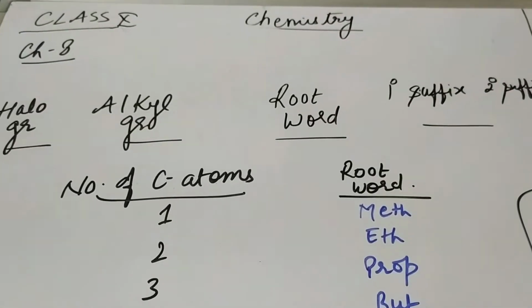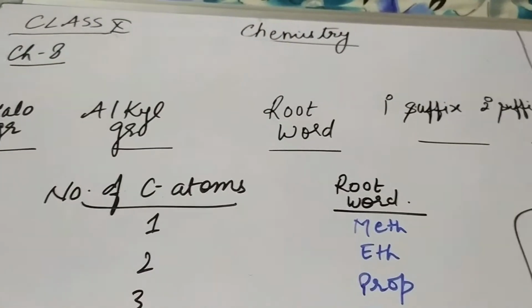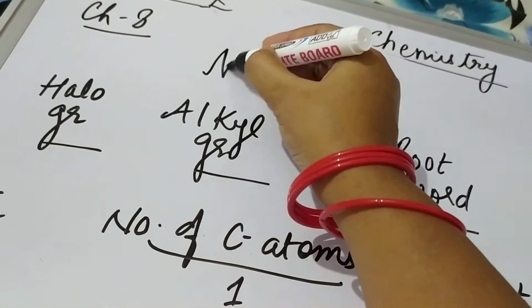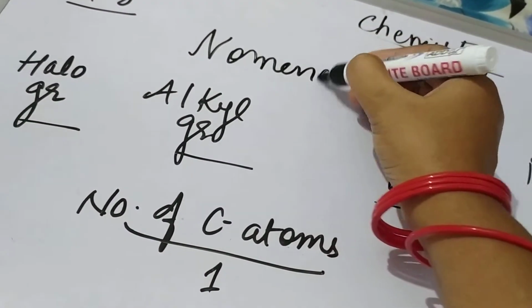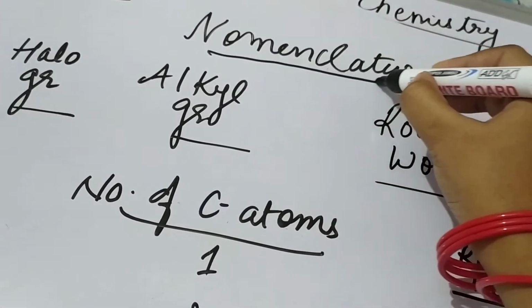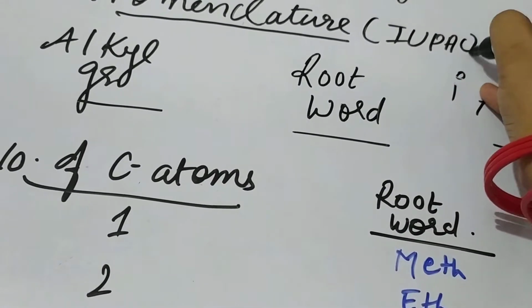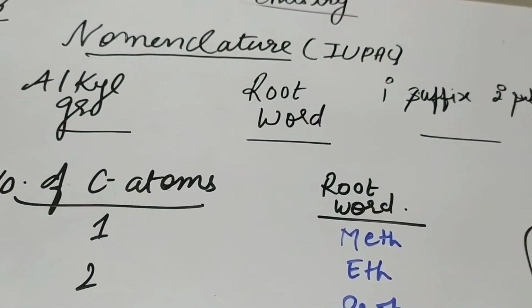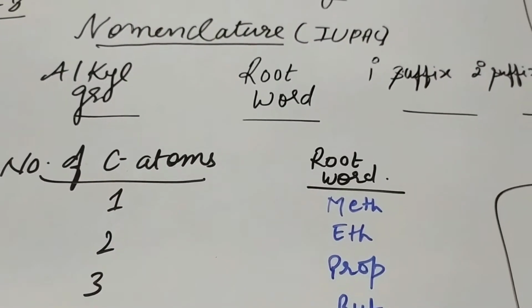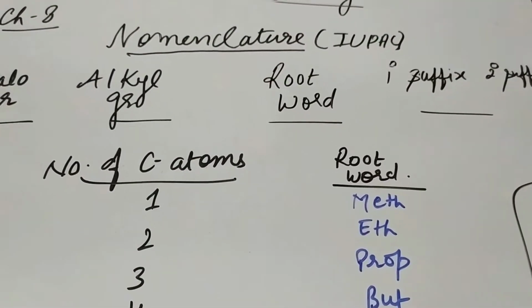Dear students, in this video we'll deal with the next topic, that is the nomenclature of the organic compounds. The nomenclature has been given by the IUPAC, that is International Union of Pure and Applied Chemistry. There are certain rules given by the IUPAC according to which the names of the compounds are decided, and there is only one organic or IUPAC name for every organic compound. So there is a syntax for writing the name of the compounds.